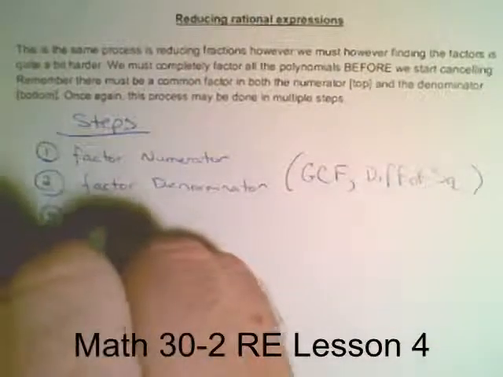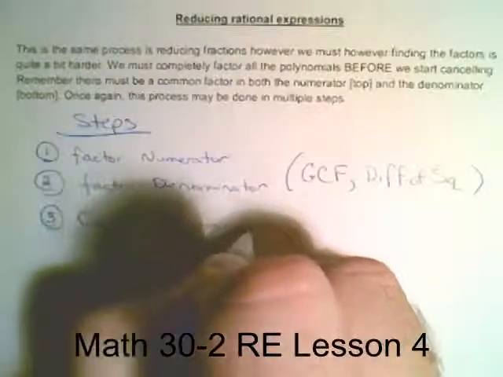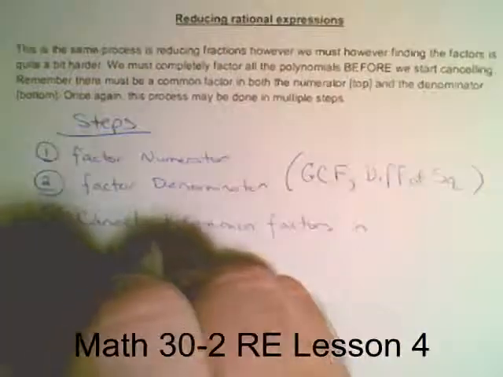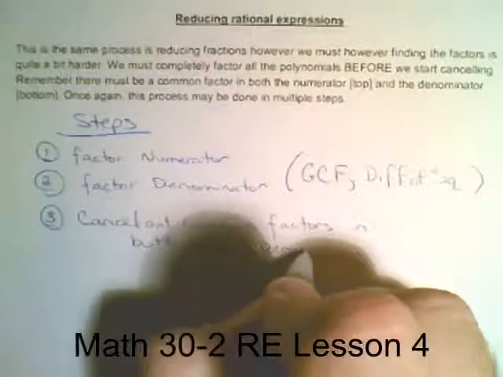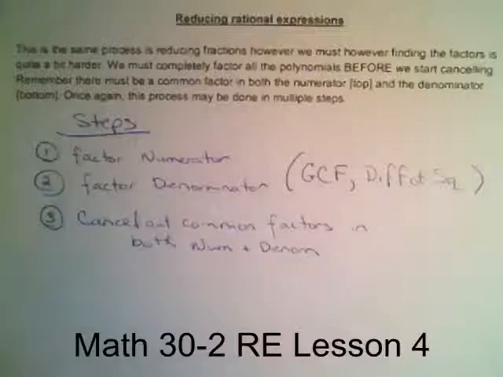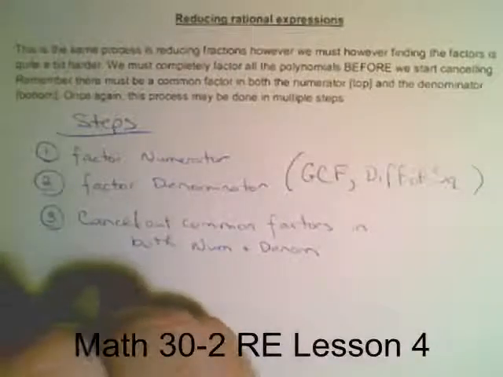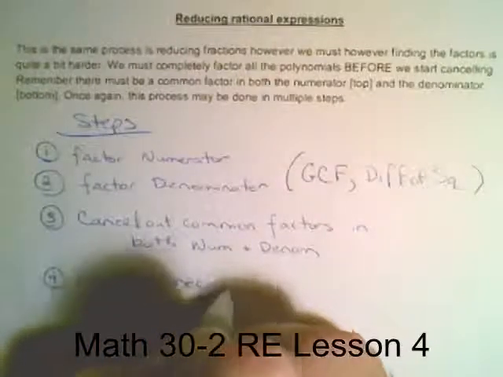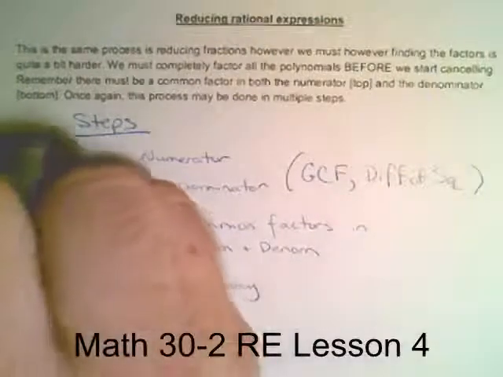Once that's done, cancel out the common factors in both the numerator and the denominator. You may have to repeat, so I'm just going to write repeat if necessary. That's all is said and done. That's all you have to do.